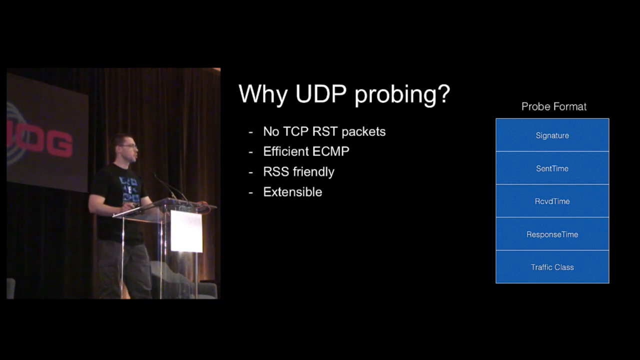UDP, from the perspective of equal-cost multipath, is treated the same way as TCP. We use the source port and source IP addresses for load sharing in the network for UDP. It's very good on the host side. It's receive-side scaling friendly. You can very efficiently load balance packets across multiple CPUs. And best of all, UDP allows you to have a custom probe. You can add more fields and more data to a probe, and this allows for future extensibility.